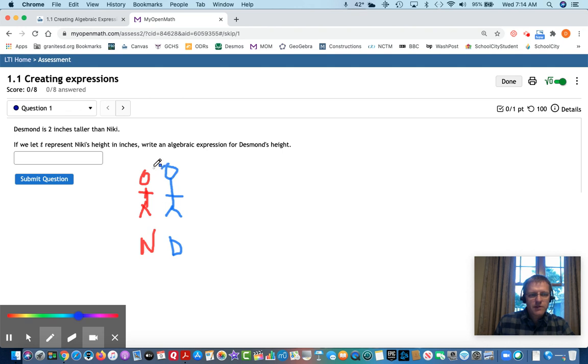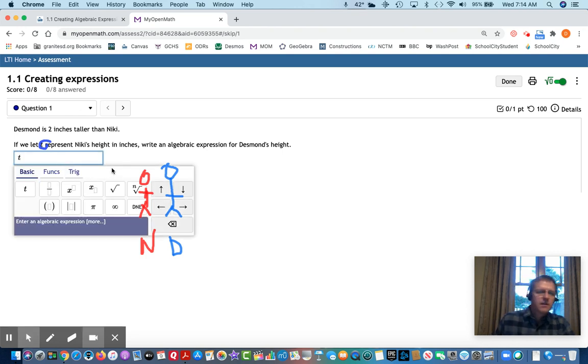So Desmond is 2 inches taller. So we don't know how tall either one of them is, except that Nikki is T. So we're going to put here, Nikki is T. I'll write that in the box. Now, Desmond is 2 inches taller. So would you say that that's add, subtract, multiply, or divide? Well, I feel like it's add. 2 inches taller is plus 2. I'm going to type that right in the box.